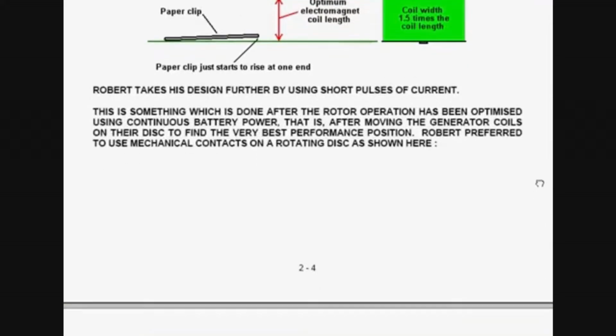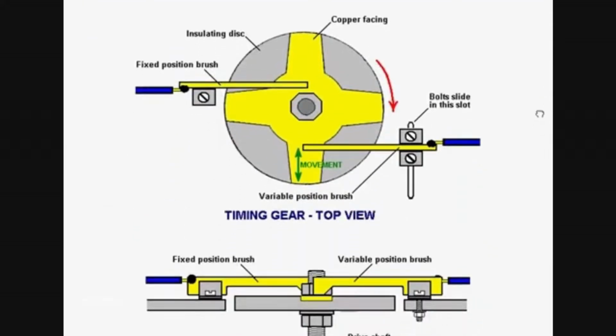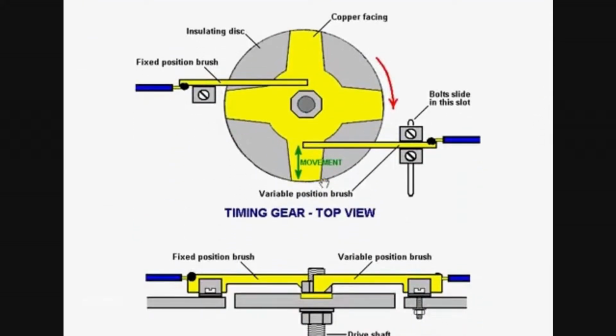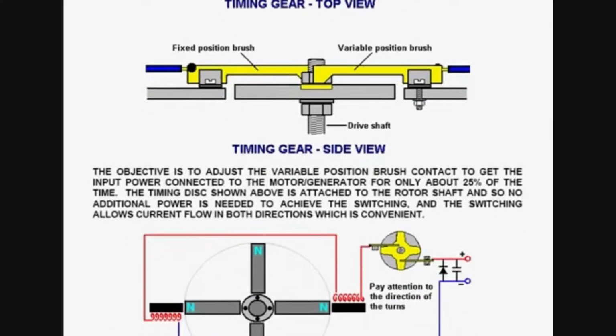Robert preferred to use mechanical contacts on a rotating disc to create the on and off current pulses. The disc itself is very small, but shown large here so you can see it. There is a fixed position brush and a variable position brush which slides in a slot, and the position of the brush along the metallic contacts on the disc alters the percentage of time that the current can flow. Seen from the side, you can see the fixed position brush and the variable position brush, whose position can be fixed by bolts going through a slot in the mounting here.